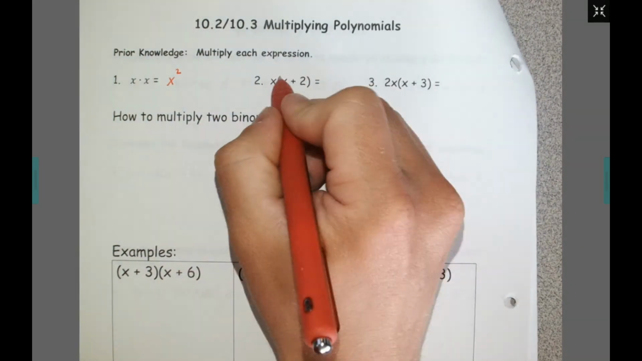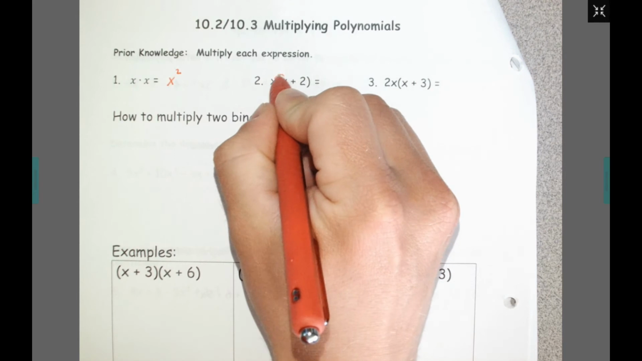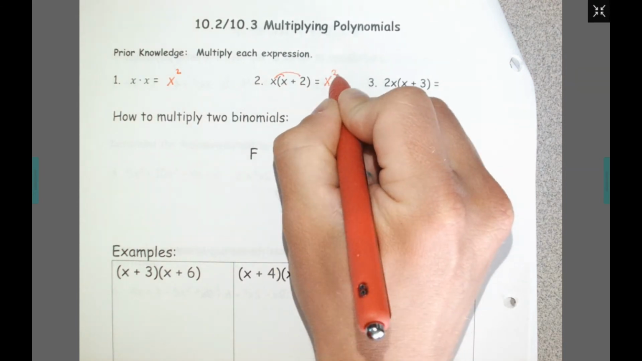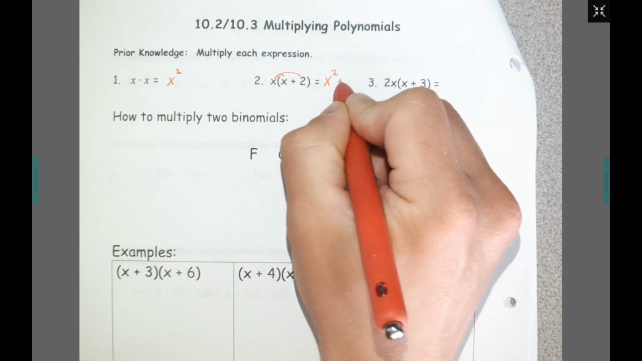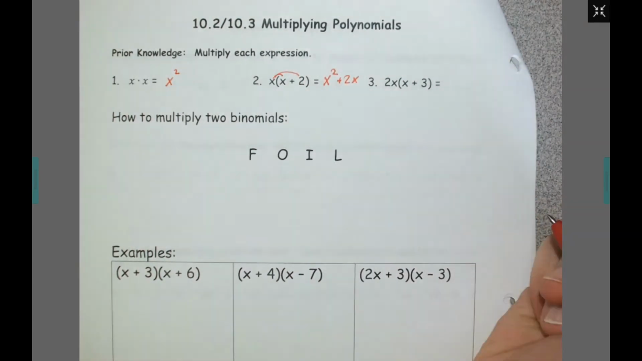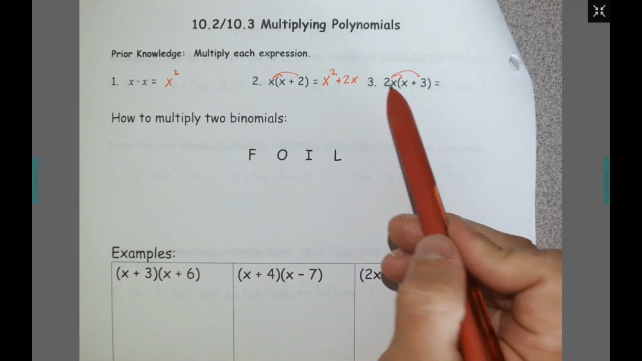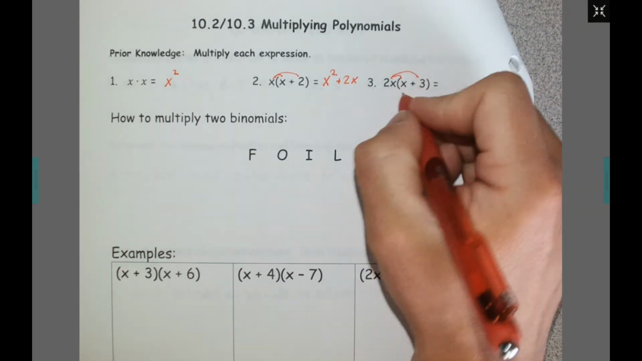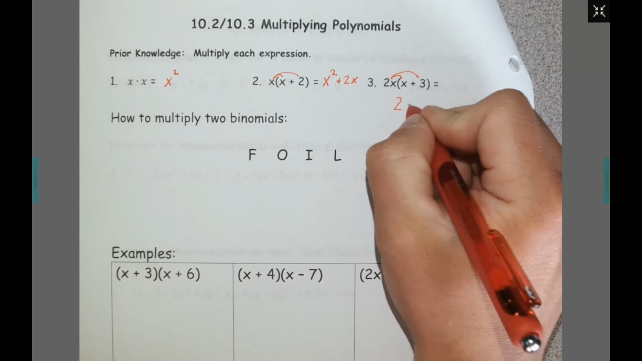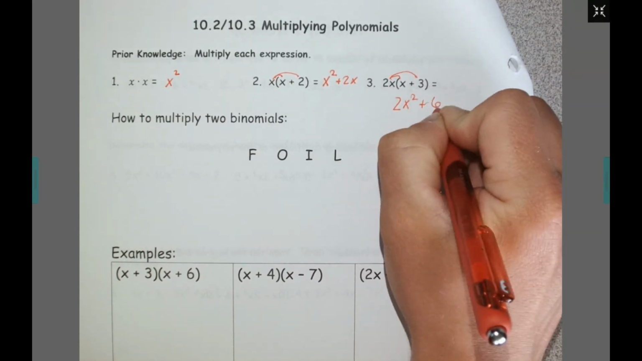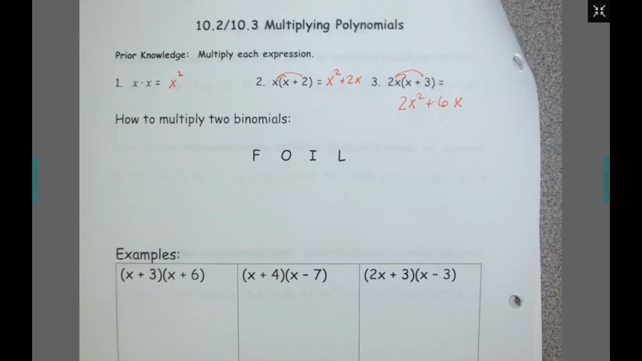For number 2, when you have parentheses, we have to distribute it in. So an x times x turns into x squared, and then an x times 2 would be a plus 2x. For number 3, we have 2x that we have to distribute in. So you have 2 times 1, which is just going to leave us with 2. X times x is x squared, and then 2 times 3 is going to give me 6. And then we have the x along for the ride. So that's prior knowledge we're going to pull on for this section.